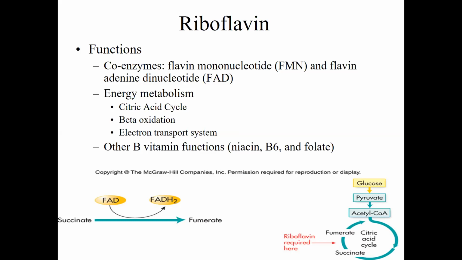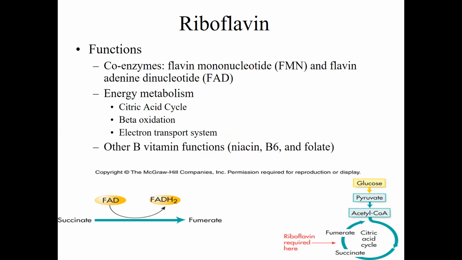So it's extremely important for energy metabolism. If you remember what beta oxidation is, if you ever learned that, that is what we do with fats that you've consumed that can be used to make energy, and the electron transport system is also used to make a large chunk of our ATP. So riboflavin is involved in all of those reactions.